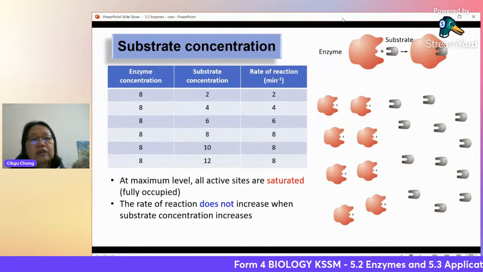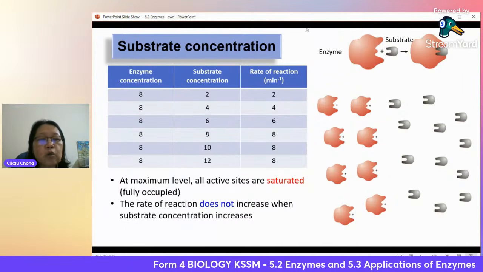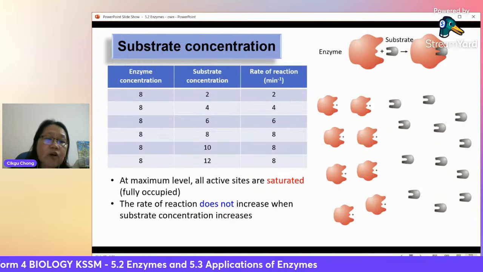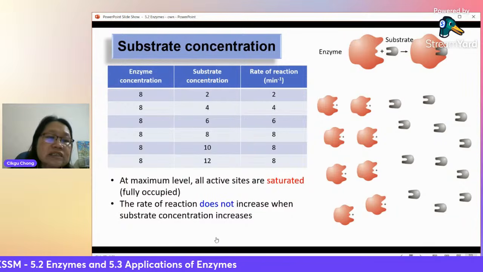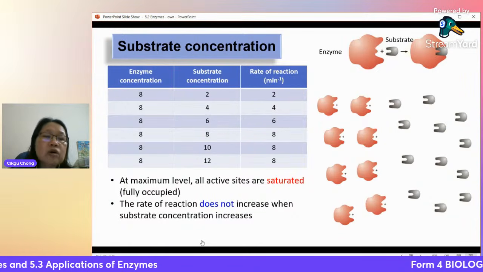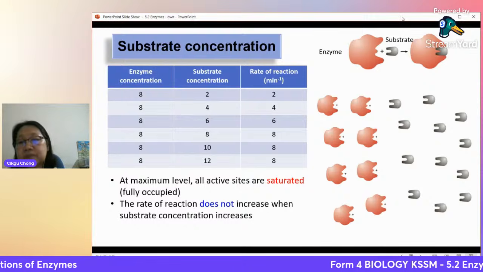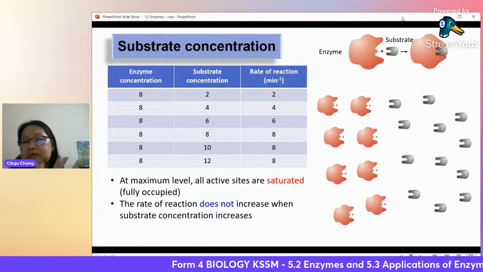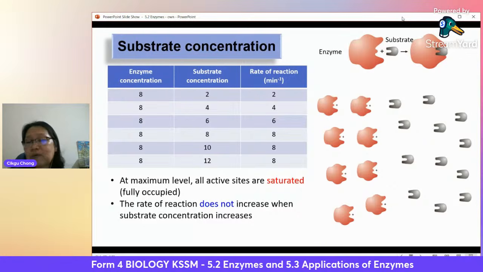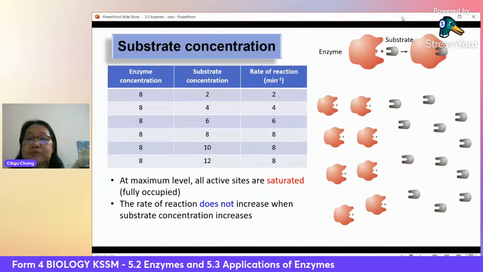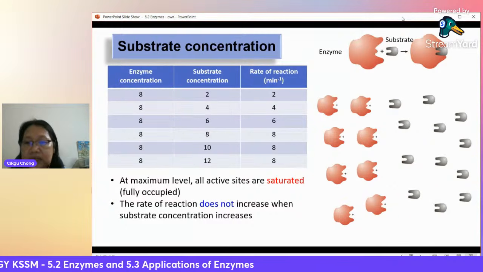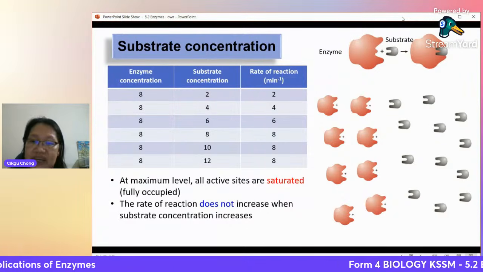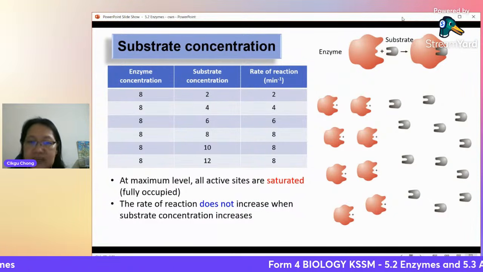Okay, so the rate of reaction does not increase when the substrate concentration increases. So therefore, what is stopping it? Can you tell me what is the problem now? Why can it not go up further? Who is the one that makes the problem now? Where is the problem? The problem is now not enough what? Not enough enzyme. Yes, so we call it the limiting factor.